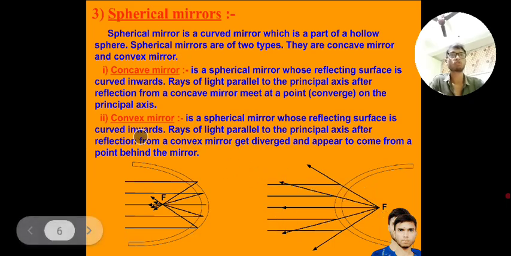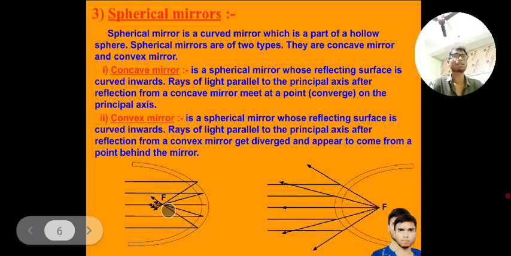Here, remember, this would be outward. This would be outward. Remember. So this is done. In this we understood what a spherical mirror is. When we add this and this, both together give a spherical mirror.